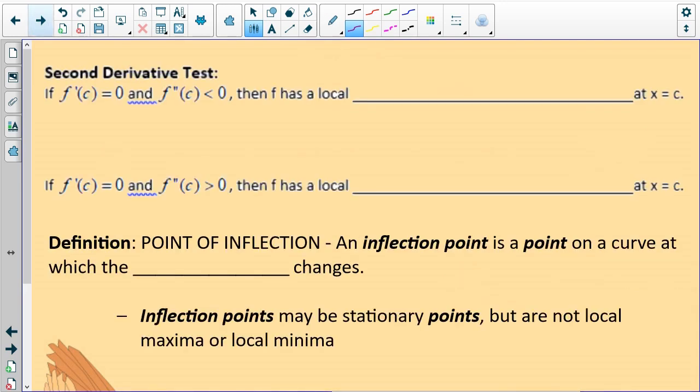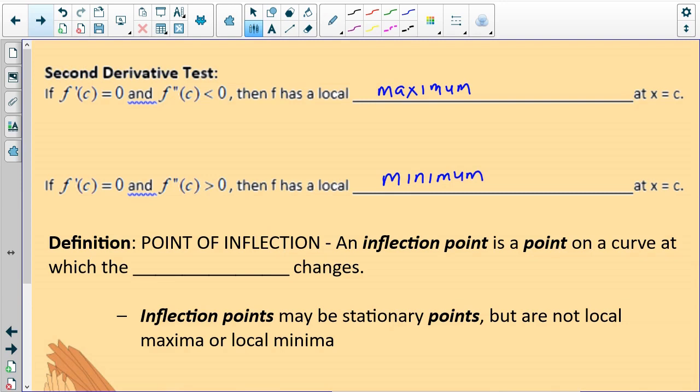Second derivative test. If f prime of c equals 0 and f double prime of c is less than 0, then f has a local or relative maximum at x equals c. If f prime of c equals 0 and f double prime of c is greater than 0, then f has a local minimum at x equals c.